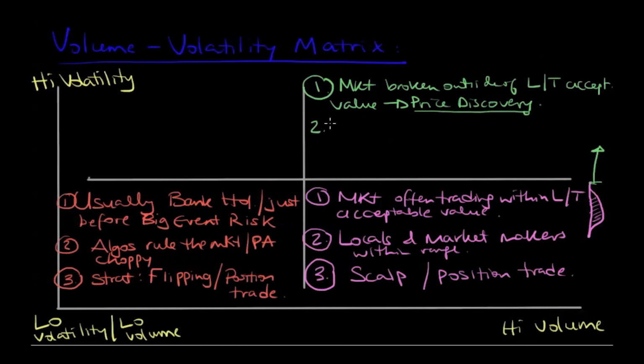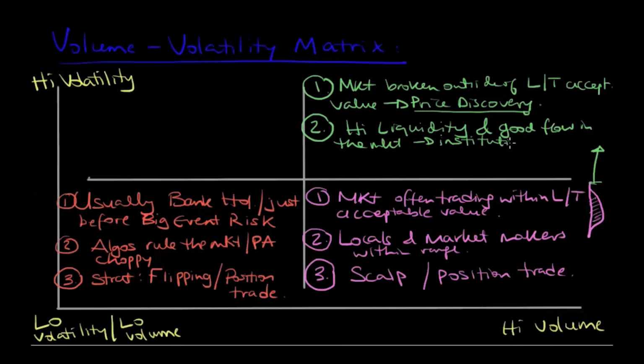In these kinds of scenarios, you've got very high liquidity and very good flow in the market. Because there's very good flow, we know there are institutions. Well, basically, it's the other way around. There's good flow because there are institutions. The institutions are present in the market, and they're moving size around. That's why you see liquidity.